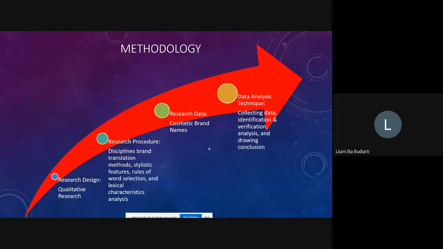The procedure is by discipline: brand translation methods, stylistic features, rules of word selection, and lexical characteristic analysis. So here, the writer analyzes these three disciplines: brand translation methods, stylistic features, and so on. And then the research data are cosmetic brand names, and the data analysis technique is this one: collecting the data, identification and verification, analysis, and drawing conclusions.